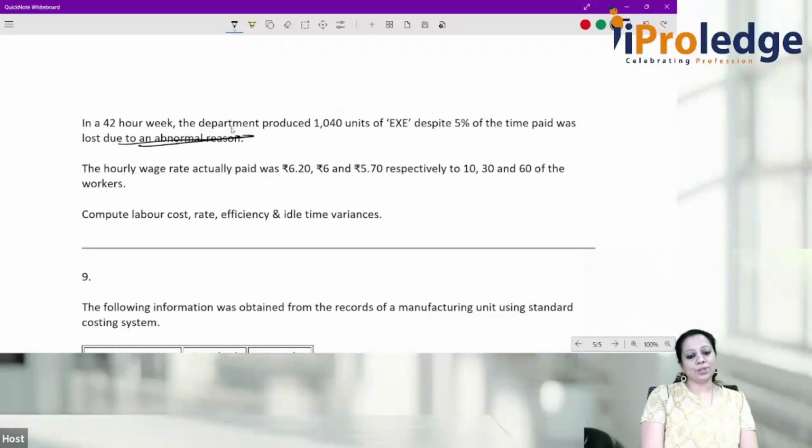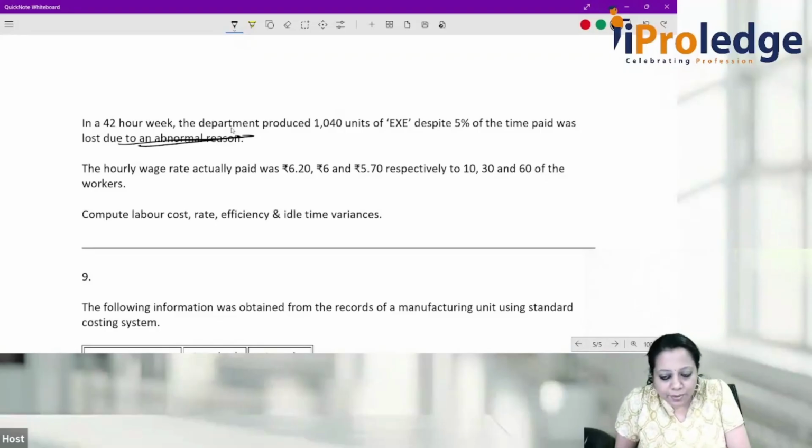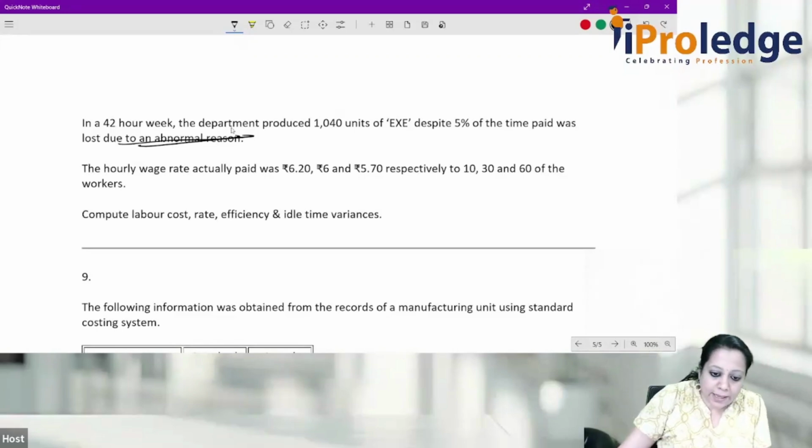So now we will proceed to the idle time variance also. I told you at that point of time, but I thought we would do it once. Idle time variance is always adverse. It can come in MCQ also, no? So it is always adverse. How can you gain out of idle time? That is the point here. Then next is hourly wages. The actual paid is given to us, respectively to 10, 30, and 60 of the workers. Compute labor cost, rate, efficiency, and idle time variances.